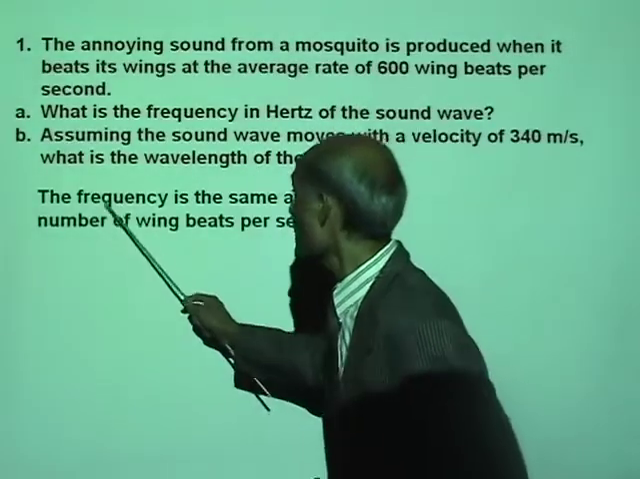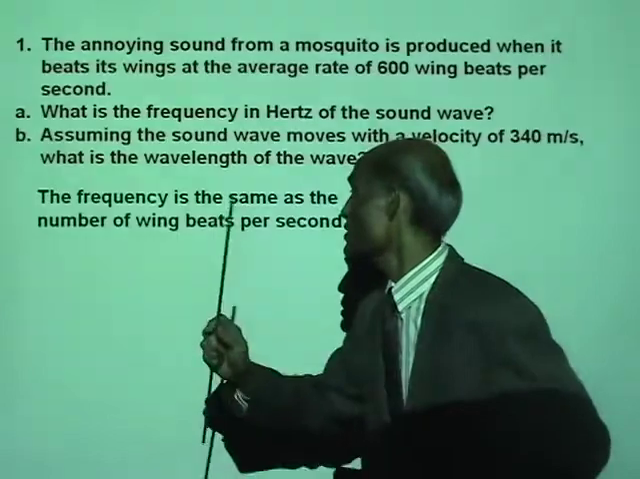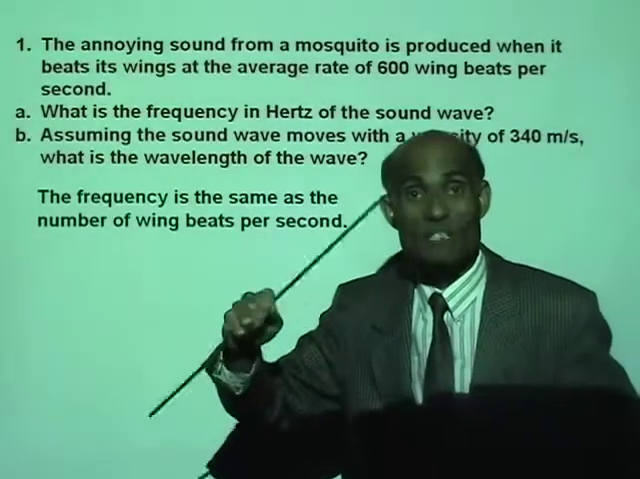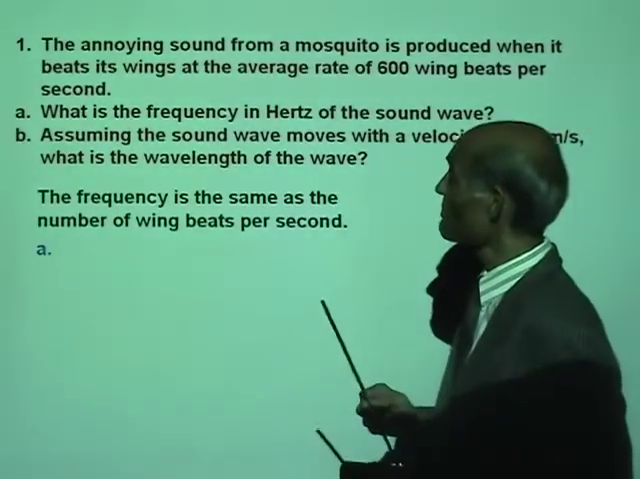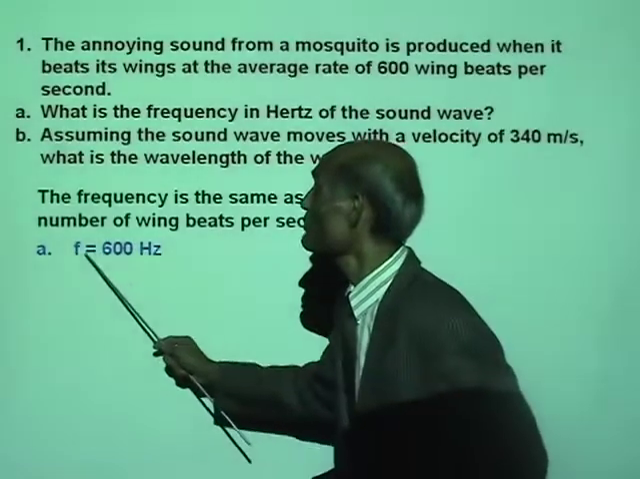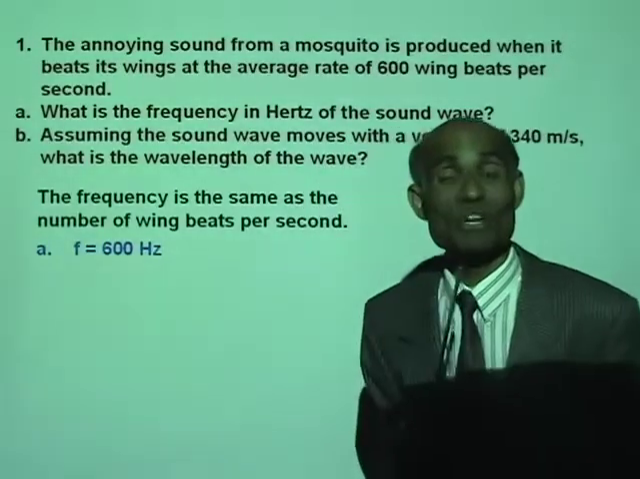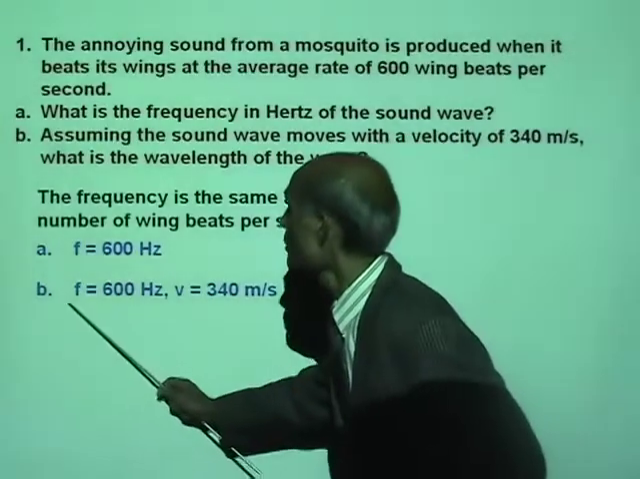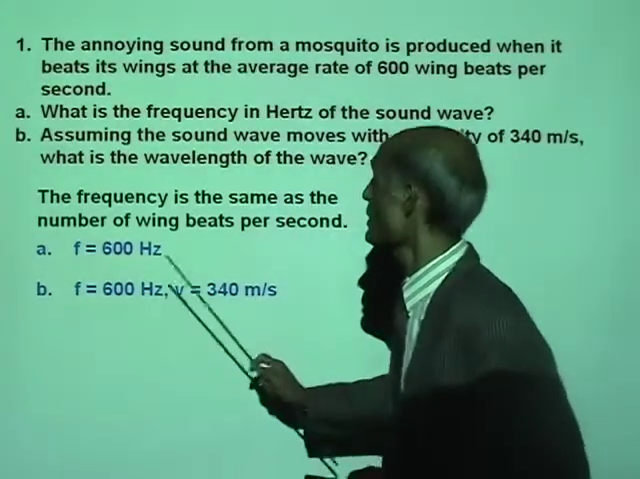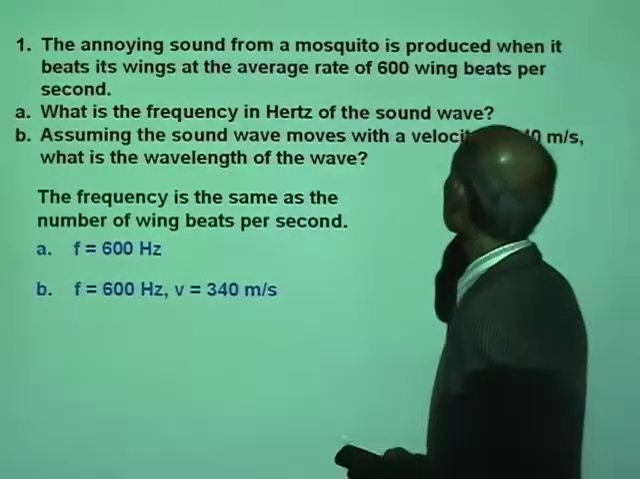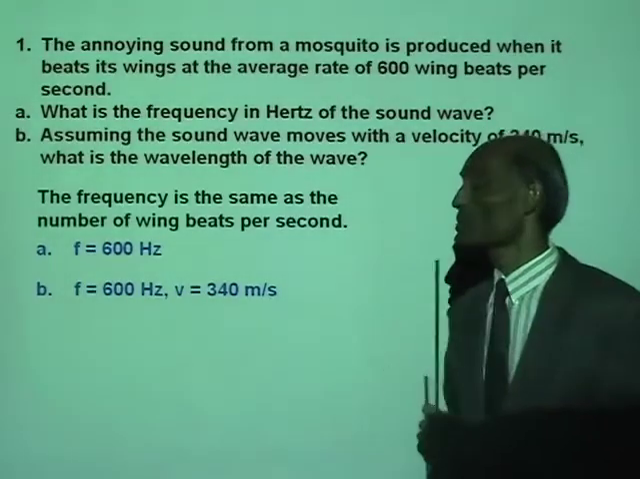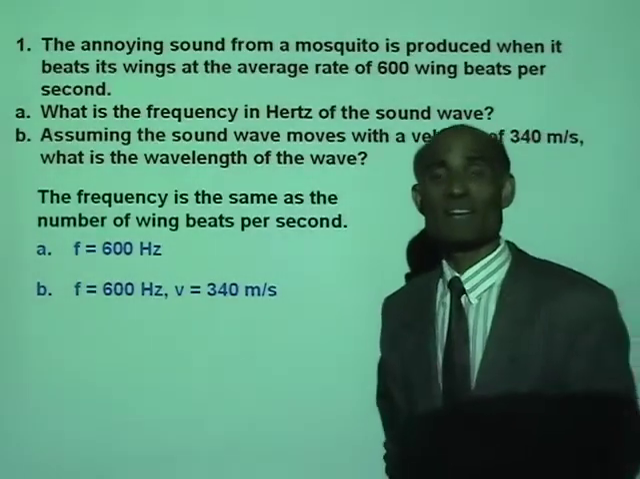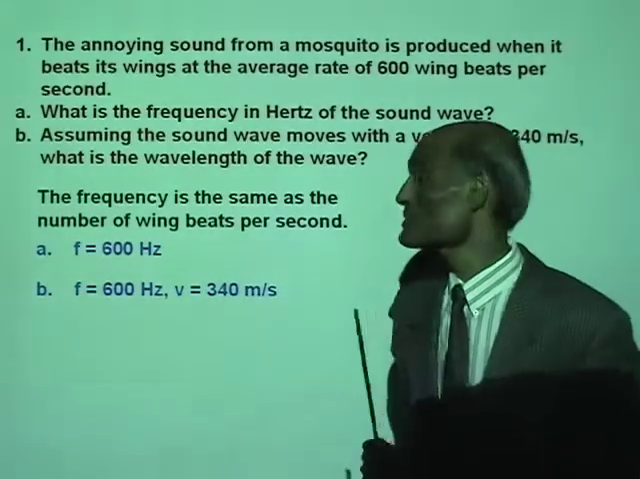Alright, the frequency is the same as the number of wing beats per second. So what is the frequency there? Frequency is 600 hertz. And in the next part, we know the frequency is 600 hertz. We know the speed is given at 340 meters per second. Can you calculate the wave speed?